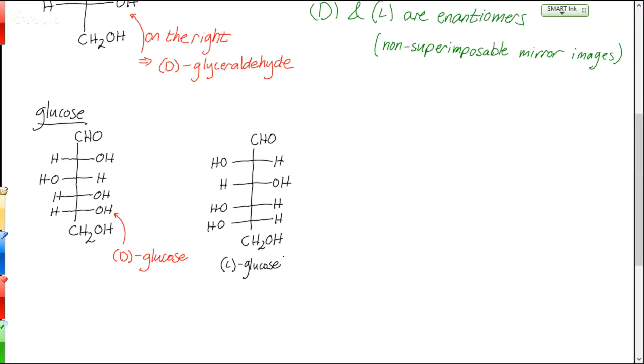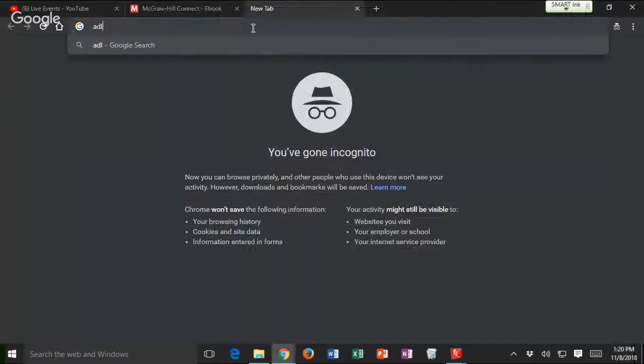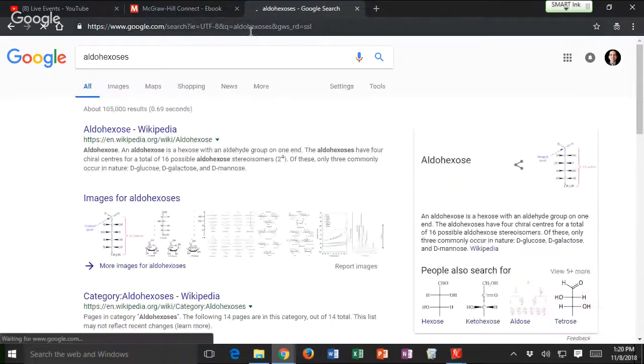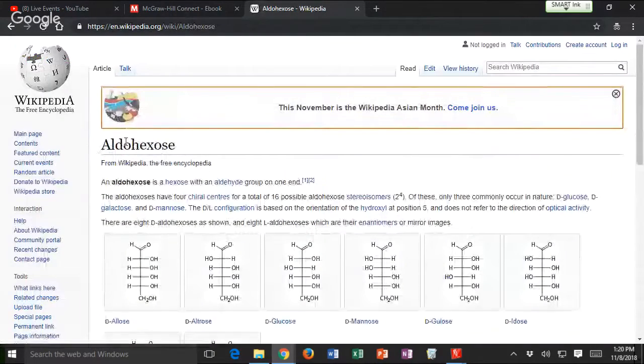What happens if you don't switch all the OHs? If you just switch some of them, or one of them, you actually get different sugars. So rather than draw all these, I'm just going to pull up a picture because we don't need to know all of them. I'm searching for all the aldohexoses. So that is sugars that have 6 carbons and an aldehyde on top.